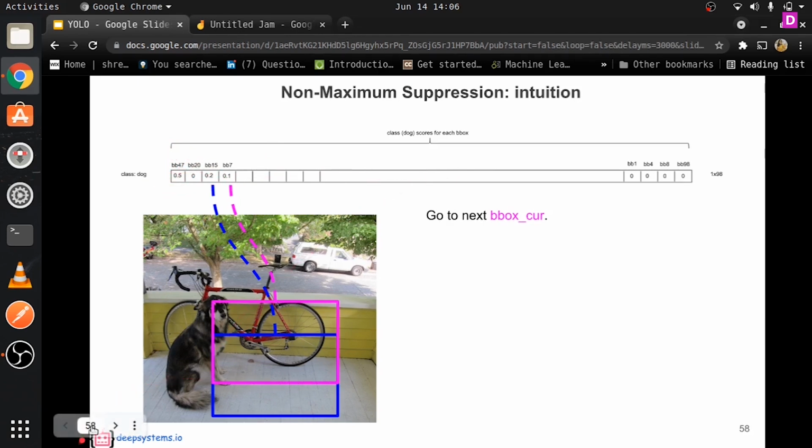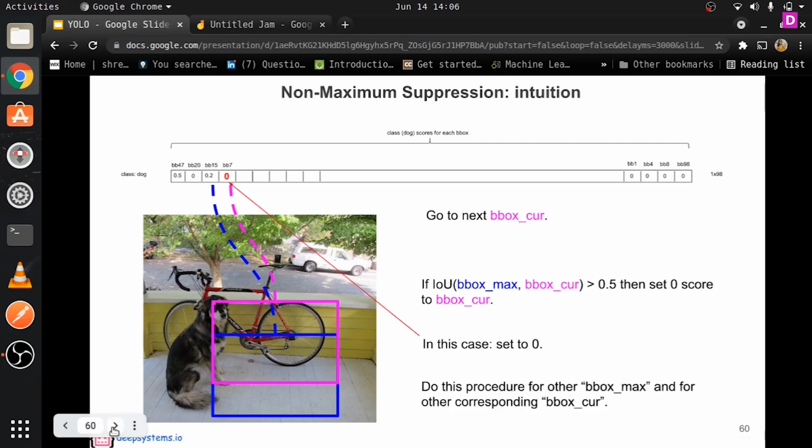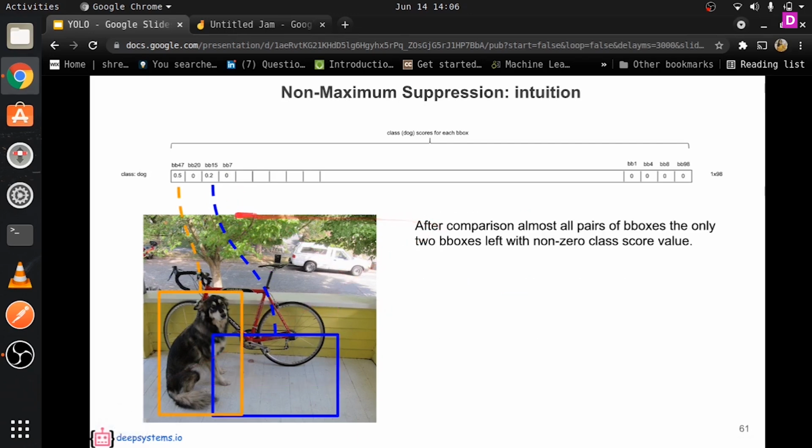Now you compare this again, and in the same way, check the IOU. If it is greater than 0.5, you set it to 0. Here these two boxes, the blue and the pink one, have a very good overlap, so the IOU is going to be greater than 0.5, so you set this to 0. Alright, so in this way you will compare all of these. Once that has been done, you will be left with a few bounding boxes. Alright, in this case we only have 2 bounding boxes left.